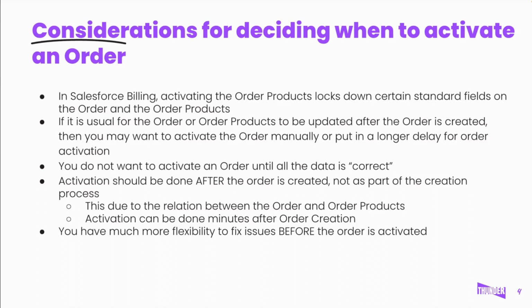You want to make sure there is time between when the order gets created and when it's activated to capture all that information accurately, because a lot of the information on your order products is going to drive the creation of other related records in the system. When you contract, the data on your order products is what drives the subscription creation, the asset creation, and even other records related to Salesforce billing, should you have that installed as well. And as we've continued to reiterate, you have a lot more flexibility to fix these issues before it's activated.